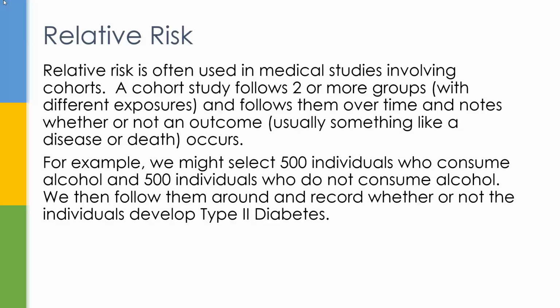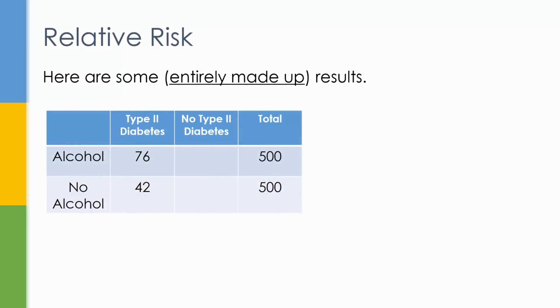So for example, we might select 500 individuals who consume alcohol and 500 individuals who do not. So we're going to follow them around for some period of time. I didn't put that in here, but let's say we follow them for 20 years. And then during that time, we record whether or not someone develops type 2 diabetes. And so here's just some entirely made up results.